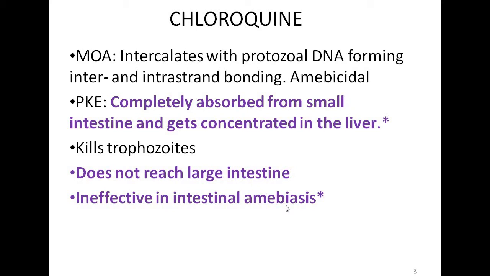So this is a 3-mark question, and the question can be worded in 2 different ways. Give reason: chloroquine is ineffective in intestinal amebiasis. The answer is because chloroquine is completely absorbed from the small intestine and gets concentrated in the liver. The other way of asking the question is, give reason: chloroquine is used in the treatment of hepatic amebiasis. The answer is the same. Complete absorption from the small intestine, concentrated in the liver, does not reach the large intestine.